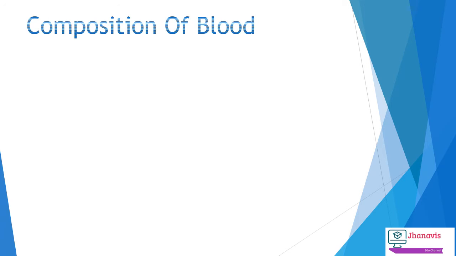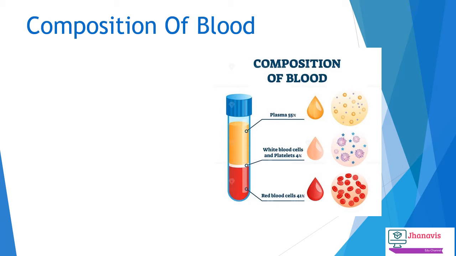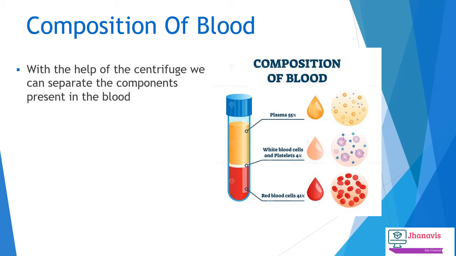With the use of this diagram, I am going to explain the composition of the blood. This is the centrifuge tube. When we take blood, it is divided into three parts: the RBCs, the middle white layer, which is white blood cells, that is WBCs, and the yellow part, which is the plasma. It is divided into three parts depending upon their density. One is plasma, another is WBCs and platelets, and the third is RBCs.